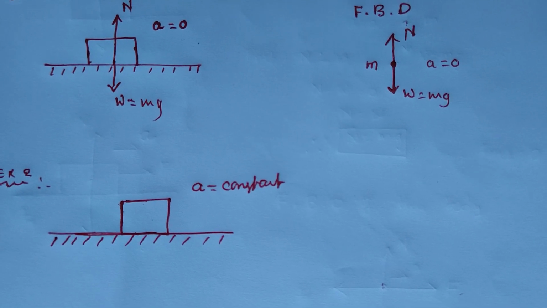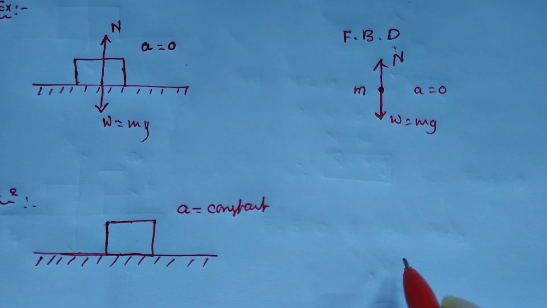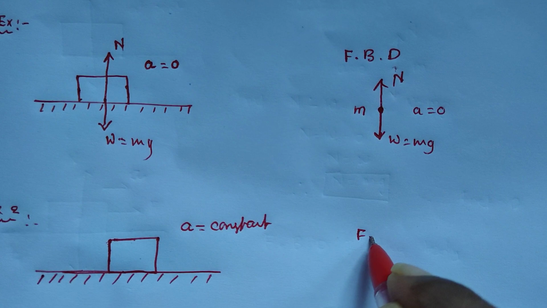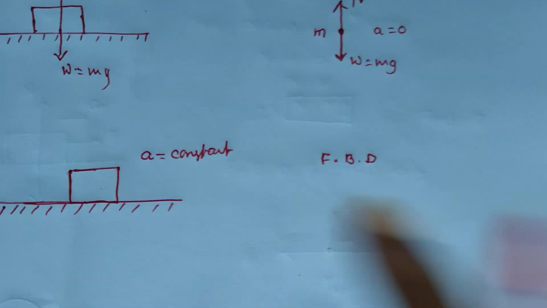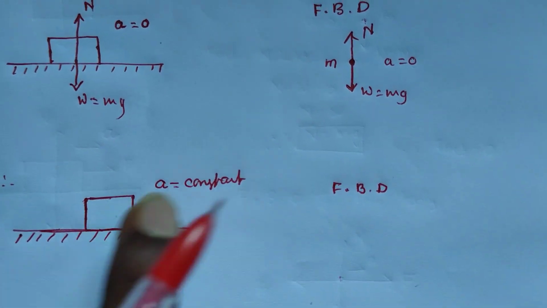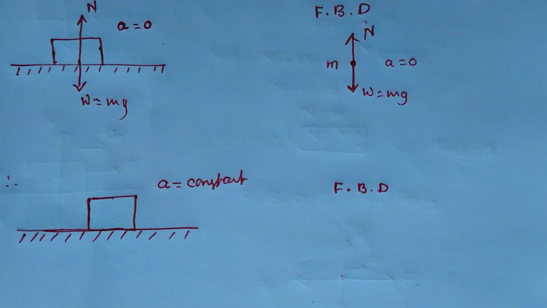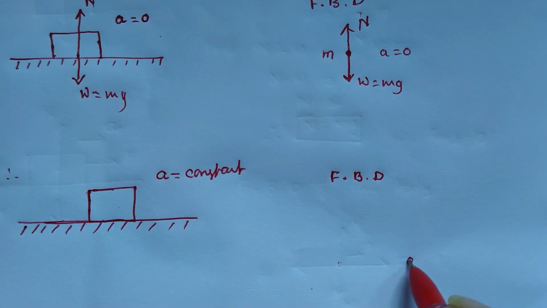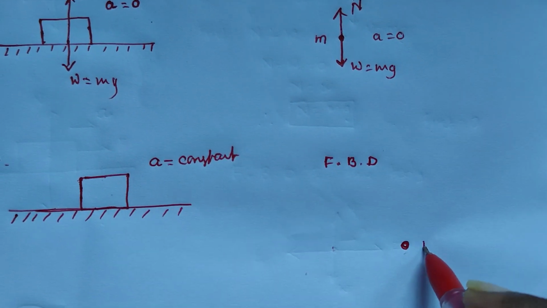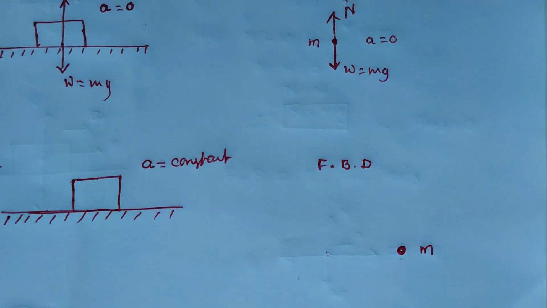Now draw free body diagram for this condition. So first, free body diagram can follow 4 steps. Acceleration of system constant. Okay, so first condition applicable. Second condition, total mass of system we have to represent point mass.